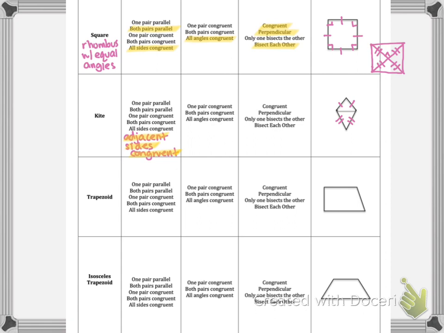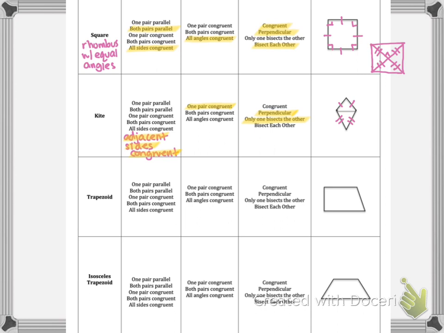So in terms of the angles in a kite, there's only one pair of opposite angles that are congruent. And in terms of its diagonals, they are perpendicular. I want you to think of how you would make a kite as a child. It was always starting with a cross, and then you would lay the fabric on top. But in this case, only one bisects the other.